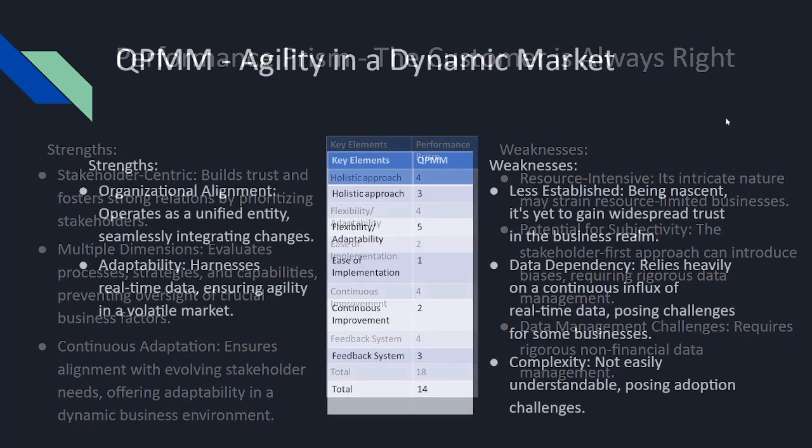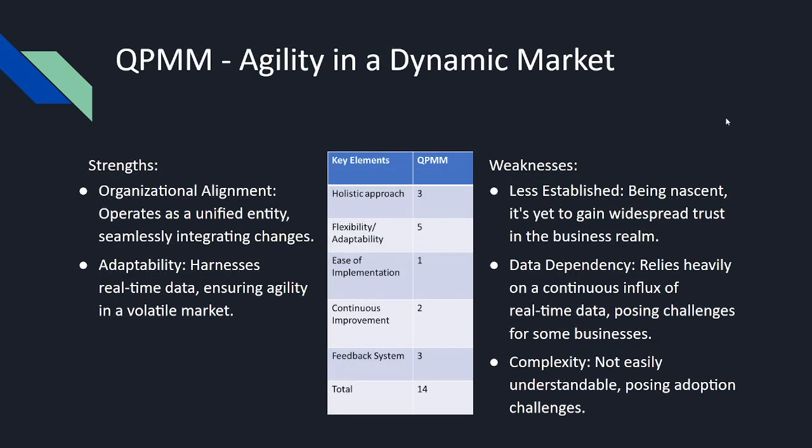Now let's move on. We have QPMM. Its major strength is organizational alignment. It operates as a unified entity, seamlessly integrating all its changes and all the inputs that it's receiving. And also its adaptability. It can harness real-time data, ensuring that it's flexible within any type of market, a constantly changing business environment. Now let's move on to its weaknesses.